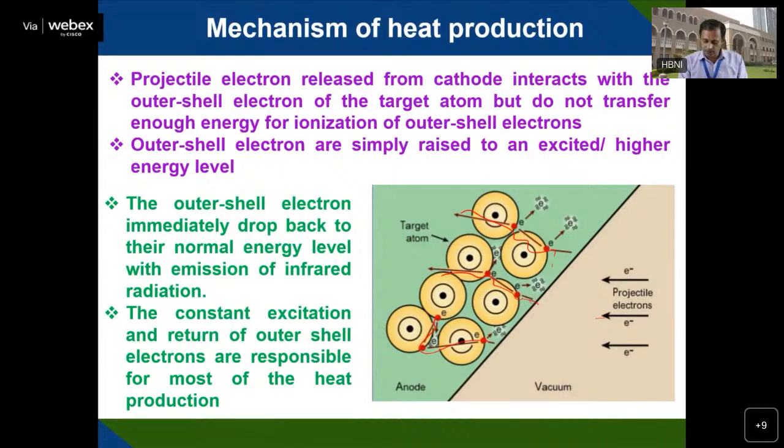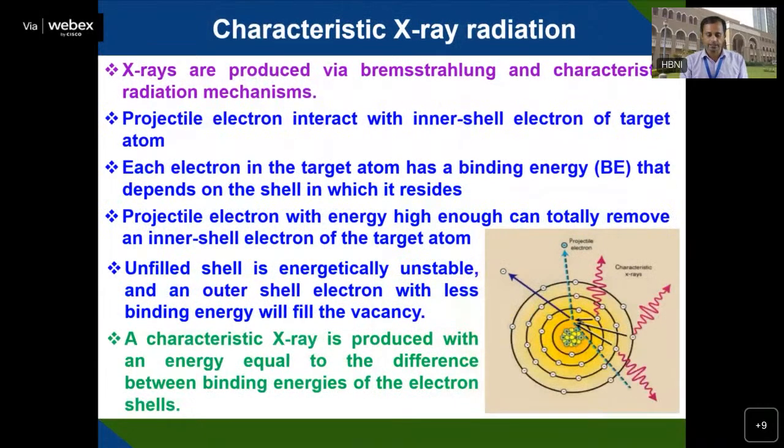So once that electron comes in, it excites the inner electron. It goes to the excited state, and after some time it bounces back to the same energy level. During this process, some energy is lost, mainly in the form of infrared radiation. That IR radiation produces heat in the case of X-ray.